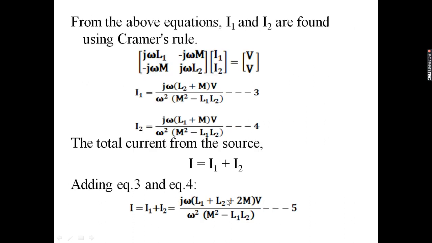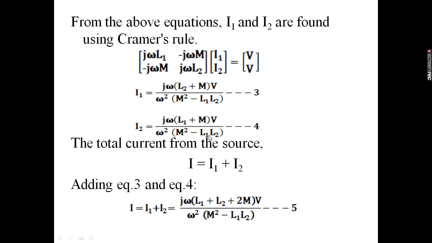So now we got two equations. We put the two equations into matrix form to find the unknown currents, and once we solve, we can find I1 and I2. In this case I1 is j omega into L2 plus M into V divided by omega square into M square minus L1 L2, and for I2 it is j omega into L1 plus M into V divided by omega square M square minus L1 L2, equation number 4.